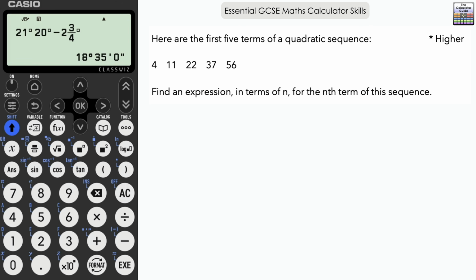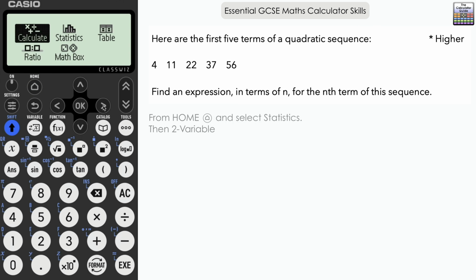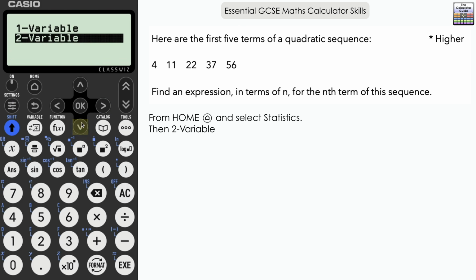Last two questions now, and they are higher only questions. Here are the first 5 terms of a quadratic sequence: 4, 11, 22, 37, 56. Find an expression in terms of n for the nth term of this sequence. We're going to use the statistics app for both of the last two questions here. So if we go to statistics, and we're going to choose 2 variable this time.